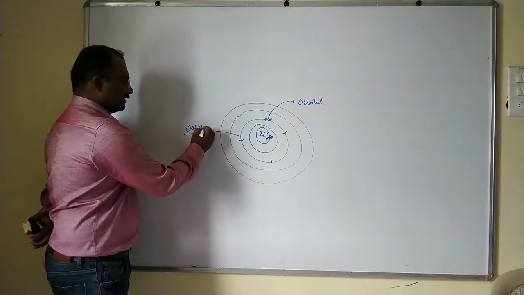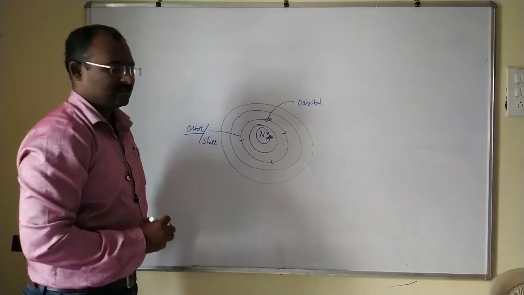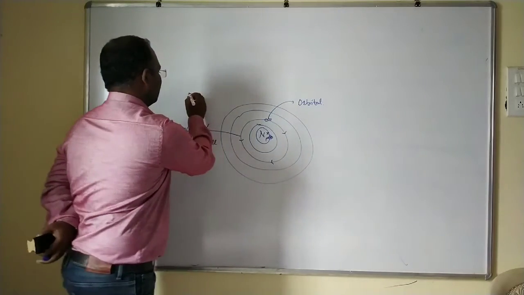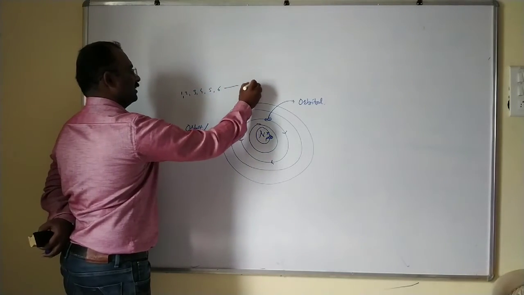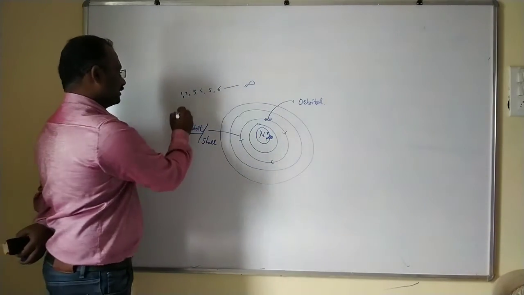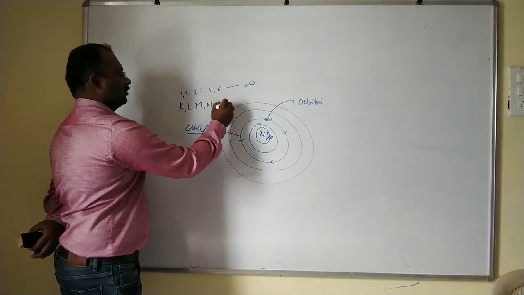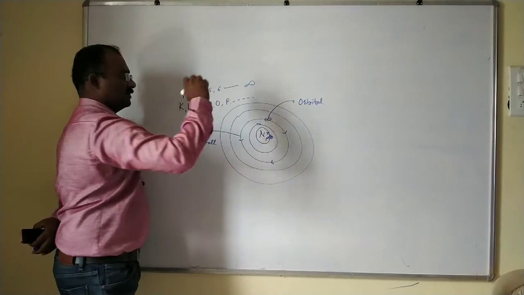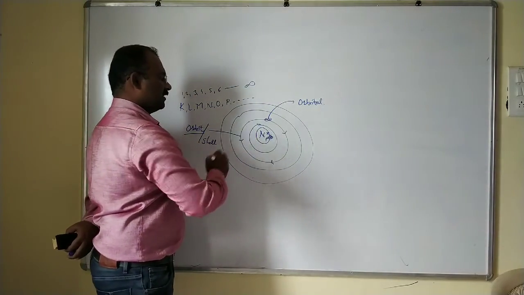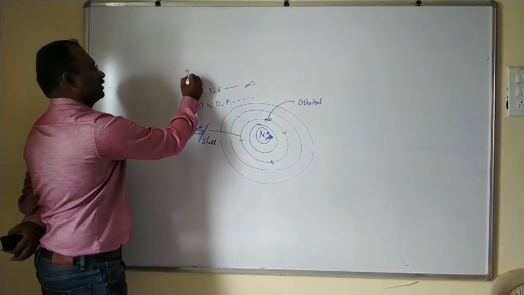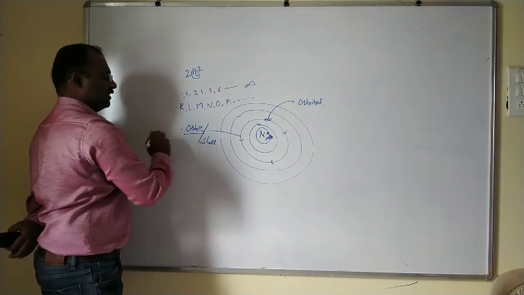This orbit is also known as shell, and it has values 1, 2, 3, 4, 5, 6 up to infinity. It is also known as K, L, M, N, O, P, etc. And the maximum capacity of each orbit is calculated by the formula 2n square, where n is the shell number or orbit number.